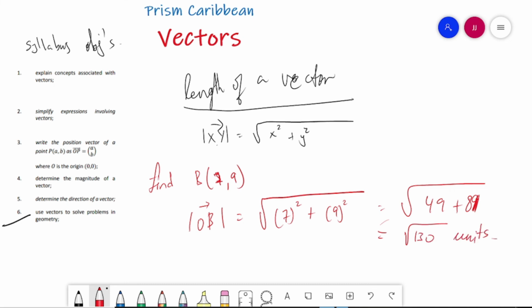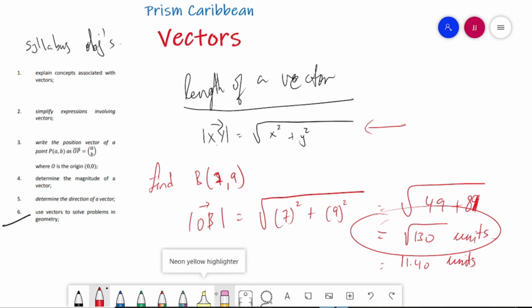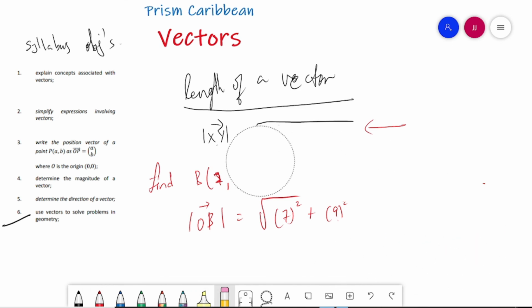Now under the CXC exam, when you're practicing past papers and stuff, you can leave your answers like this. However, if you want, you can break it down on your calculator and find it to maybe 2 decimal places, and this is what you should be able to get. Yes, 11.40. And that's it. You just plug it inside the formula and you can go from there.